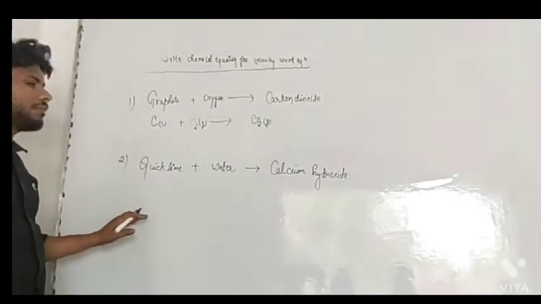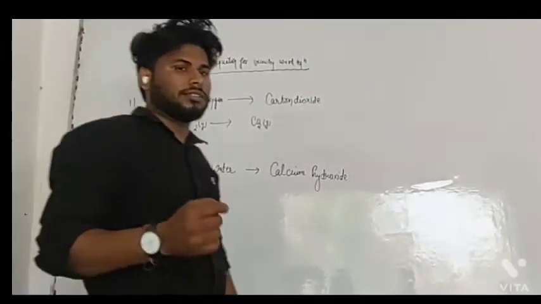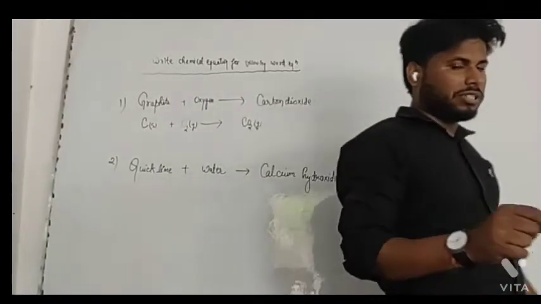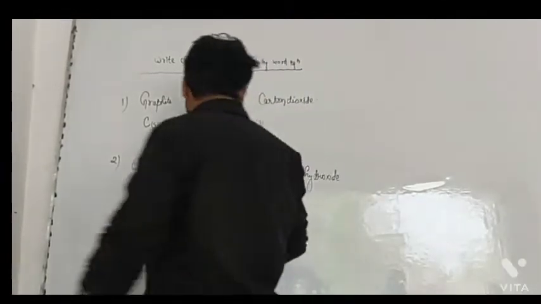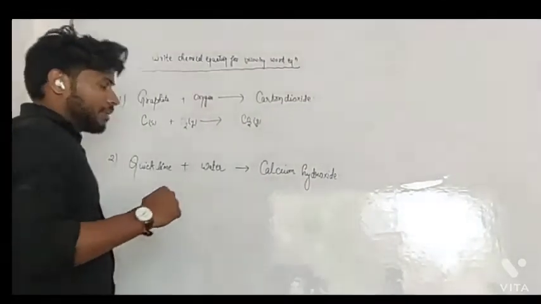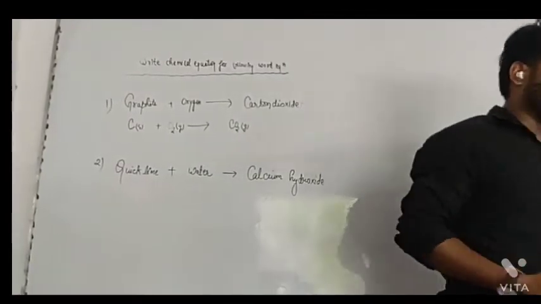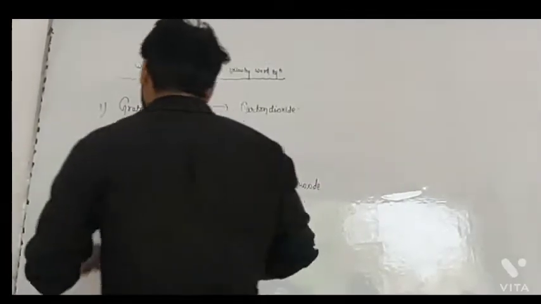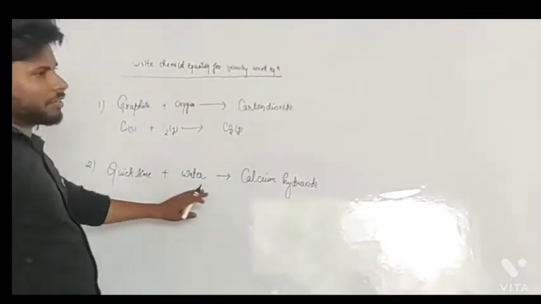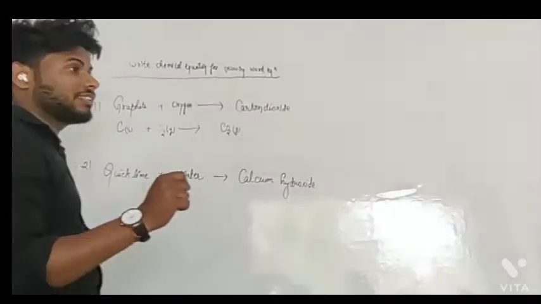Calcium oxide is also known as quicklime, and calcium hydroxide is also known as slaked lime. Here it is given that when quicklime reacts with water, it will form calcium hydroxide.